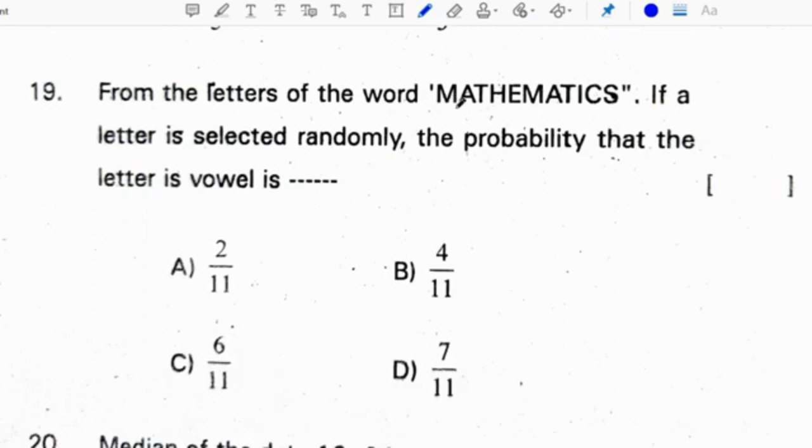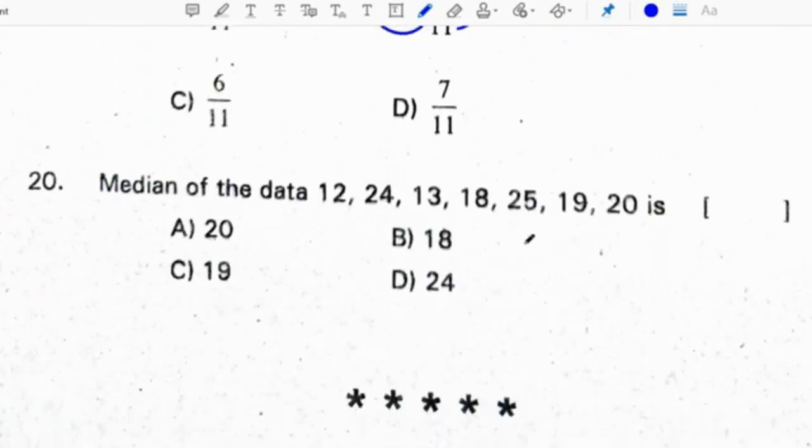From the letters of the word mathematics, if a letter is selected randomly, the probability that the letter is a vowel is. So we have five vowels A, E, I, O, U. So here we have A, E, A, I as vowels, 4, and number of letters in mathematics is 11. So correct option is B, 4 by 11.